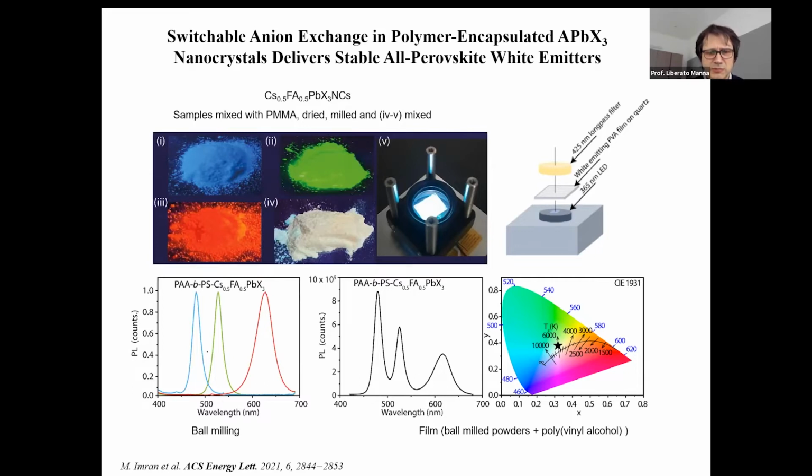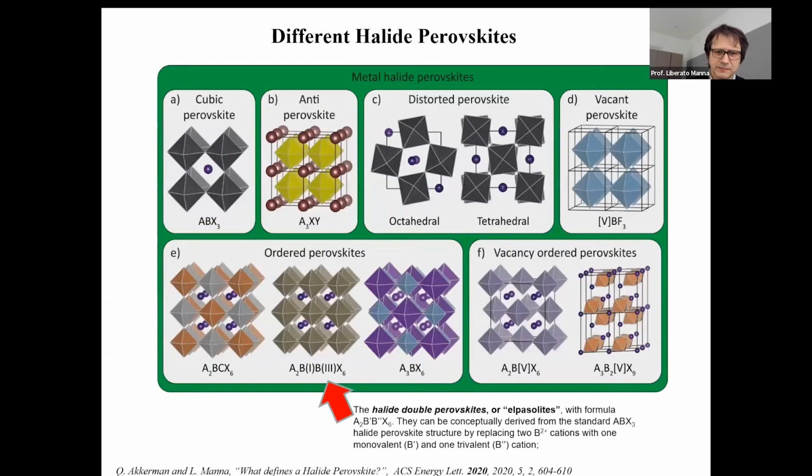So with this white emitting powder, you can make polymer films. So for example, by mixing this with polyvinyl alcohol you get a white emitting down converting film, which you can deposit on top of a UV emitting LED. And you also have to put a long pass filter on top of it to filter the non-absorbed UV light. And so what we got was the first completely white down converting film based entirely on lead halide perovskites.